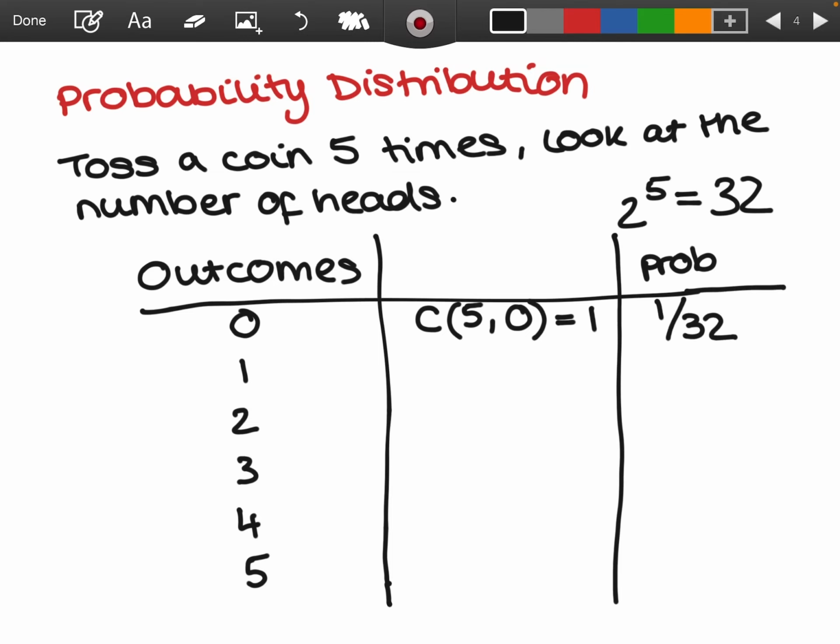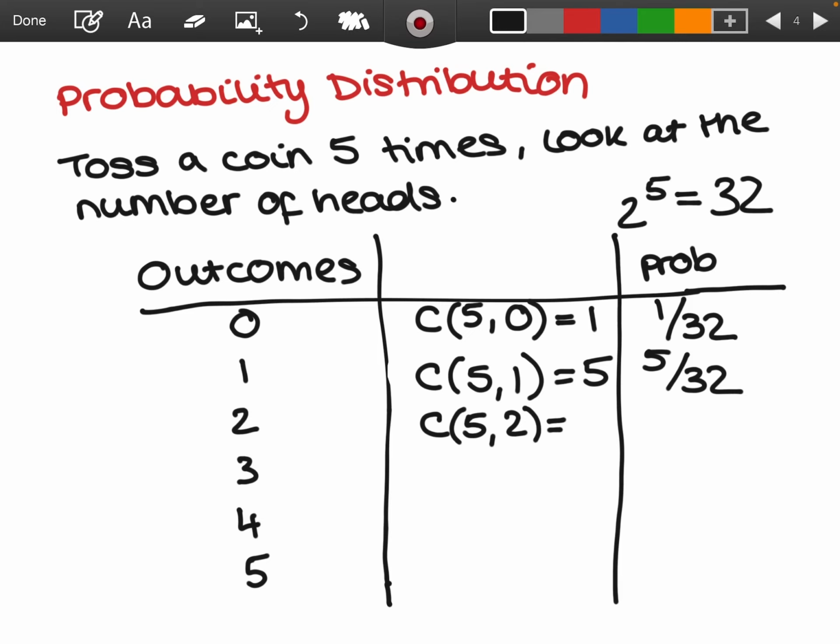Now I look at a combination of 5 tosses of a coin where I have 1 head. That gives me 5 different ways that I can have 1 head out of 5 tosses of a coin. So that tells me that 5 out of 32 of my sequences are going to have 1 head. I keep going with this, okay?